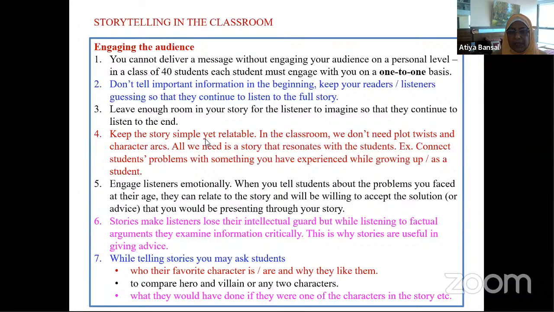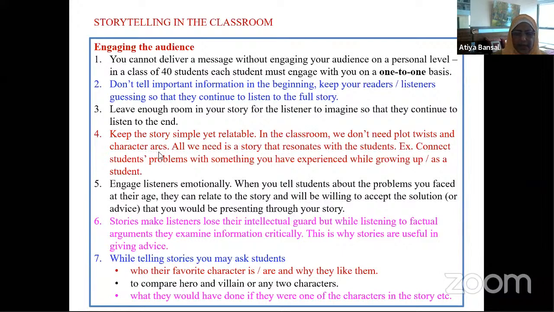Keep the story simple, yet relatable. Listeners should be able to relate to the story. Oh yeah, it's like my story. And keep it simple. In the classroom, we don't need big plot twists like we have in the thrillers. You know, somebody is dead, the police comes, one person is caught, then we realize he is not the killer, then another one is caught. We don't need such big plot twists or character arcs.